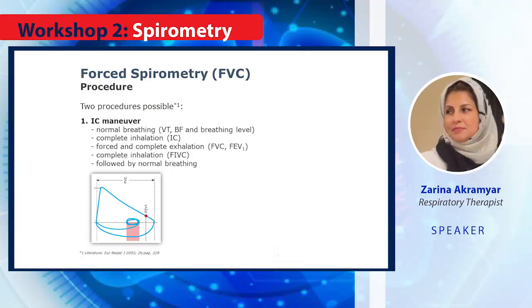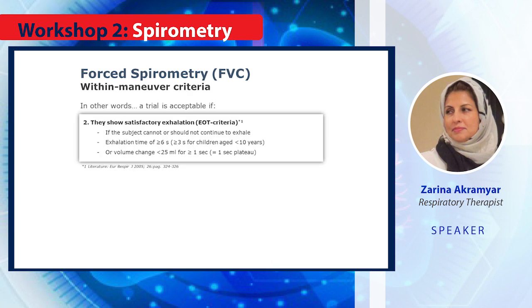Thank you so much. Once the test is done, then we have to look at some acceptability criteria. First, it has to have a good start. No hesitation. Extrapolated volume should be less than 150 ml or less than 5%. Second, the exhalation time. It has to be 6 seconds or more. For children, 3 seconds or more. And or volume changes of 25 ml or 1 second of plateau.